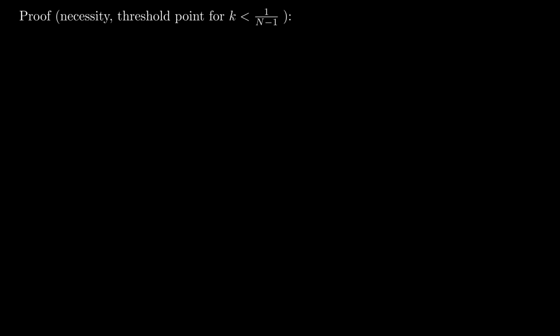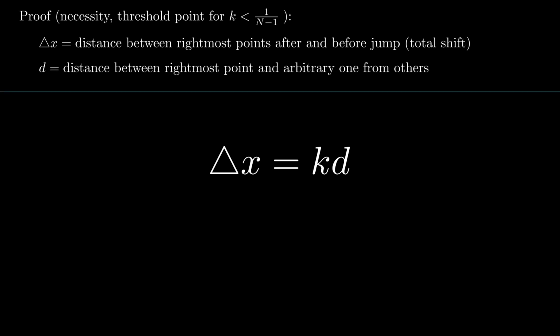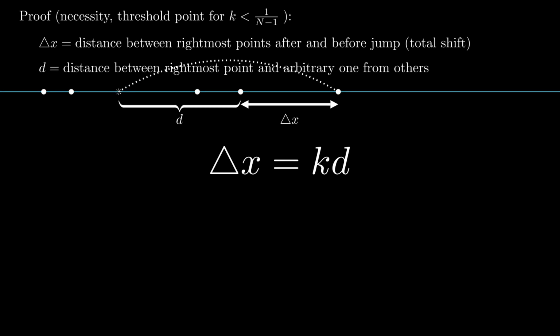To obtain this argumentation, we'll write again an equality for delta x. Notation of delta x, total shift, comes in handy again and denotes the same as in the previous part. And d this time is not maximal, but arbitrary distance from the rightmost point to any other. Nothing unusual so far, this equality is evident.